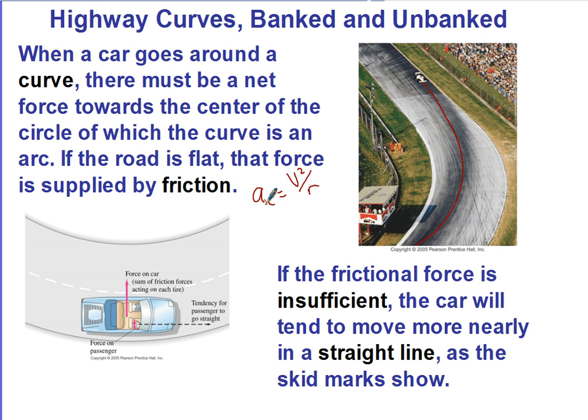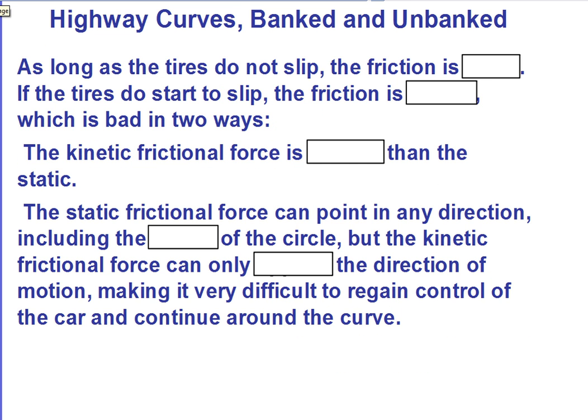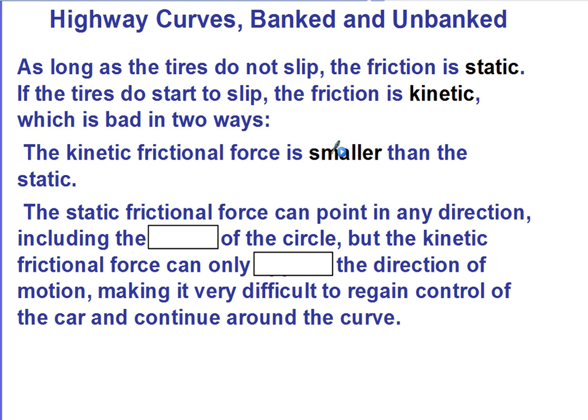Now you can see if they don't have enough frictional force pointed inward, they will end up moving in a straight line, as that diagram shows. Now, as long as the tires don't slip, that friction would be static friction. If the tires do slip, then the friction will go to kinetic, which is bad for a couple of reasons. First thing is that the kinetic frictional force is smaller than the static frictional force. I should change this to say smaller than the maximum static frictional force. So maximum static friction is always greater than kinetic friction.